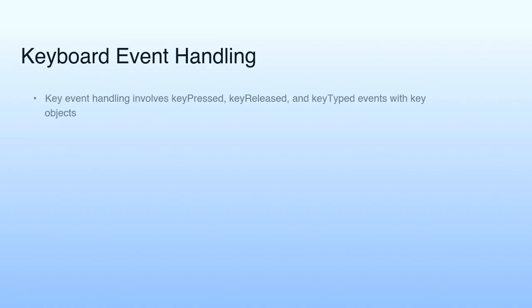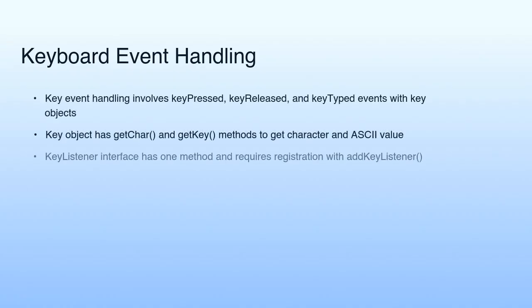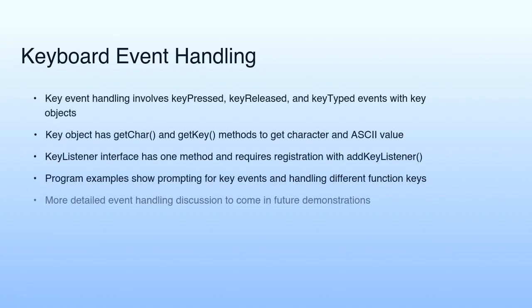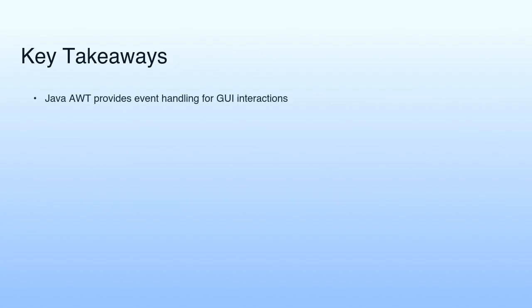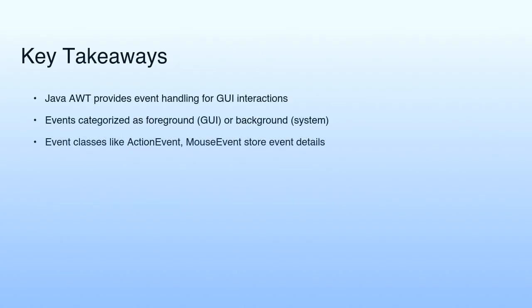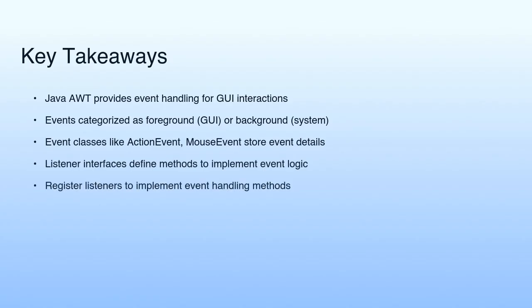Keyboard event handling involves key pressed, key released, and key typed events, with key objects providing methods to retrieve the character and ASCII value of the key pressed. The key listener interface defines a method to handle key events, which can be registered with the addKeyListener method, enabling programs to promptly respond to user input.